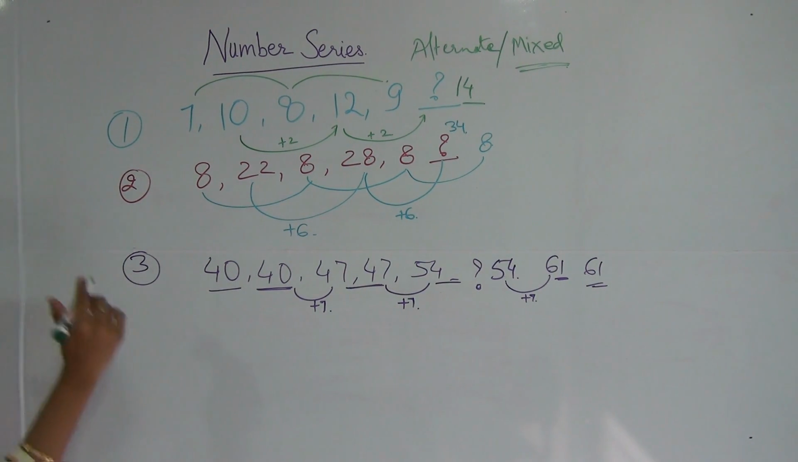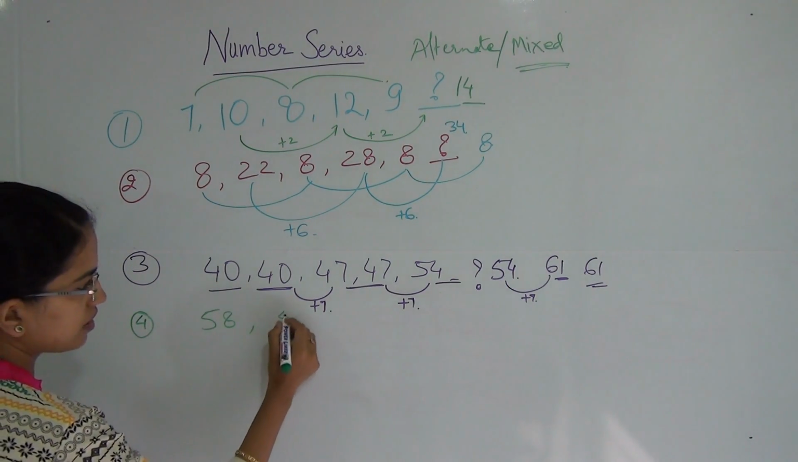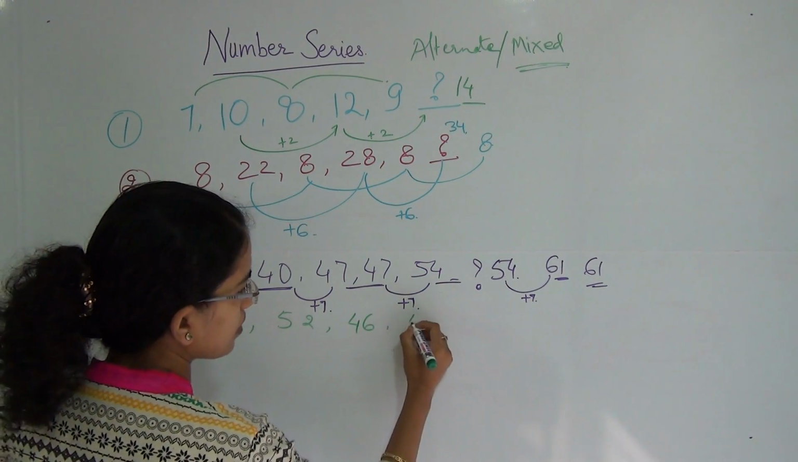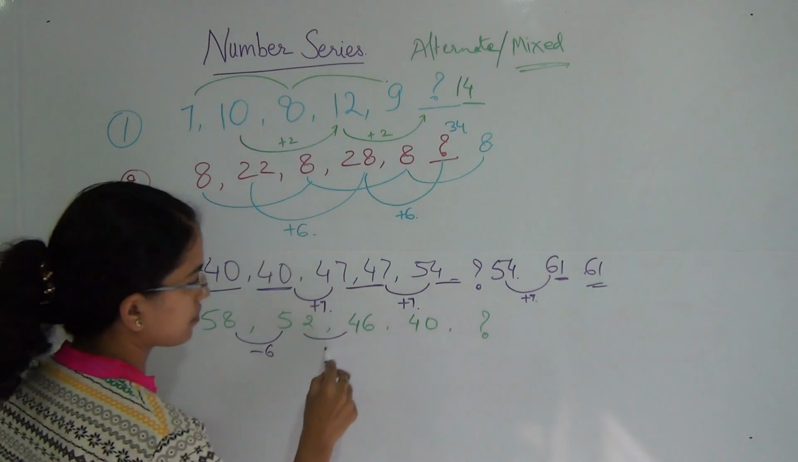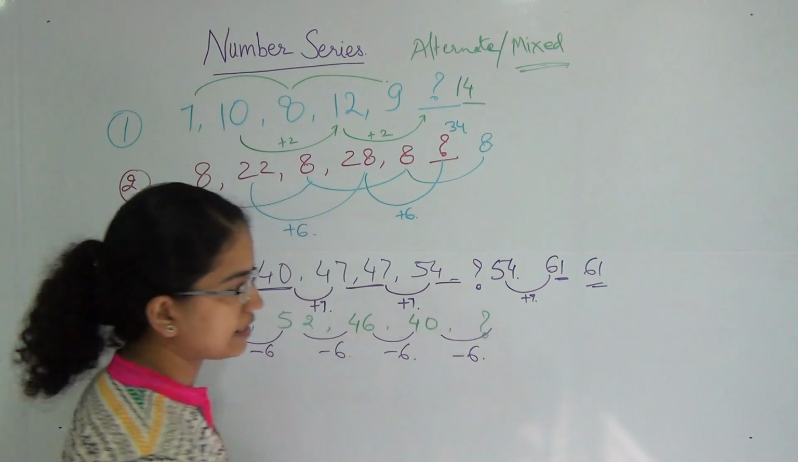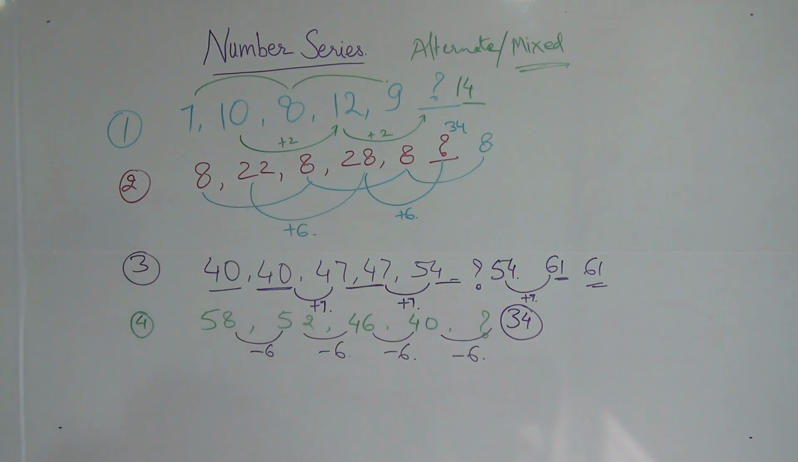The next example is a simple subtraction series. Under this subtraction series, we have 58, 52, 46, 40. What would be the next number? What I am trying to do here is subtract 6 from each consecutive number. So minus 6, minus 6, minus 6. So the next number would again be minus 6. It would be 40 minus 6, that's 34. 34 would be the answer here. Okay.